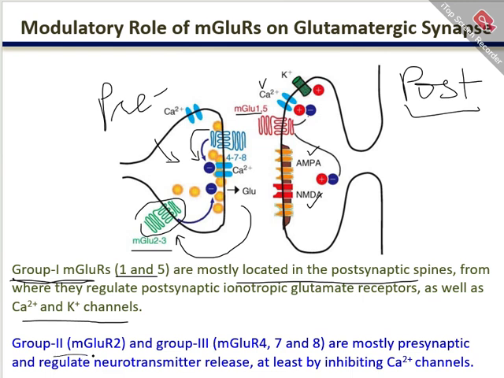So group 2 and group 3 receptors, especially group 3 receptor subtypes mGluR4, 7, 8, are mostly presynaptic and regulate neurotransmitter release at least by inhibiting calcium channels.